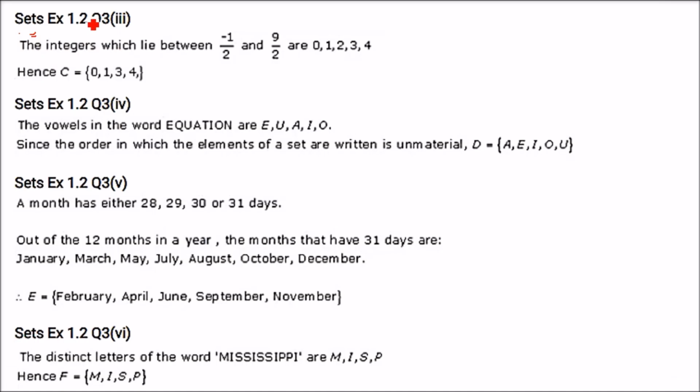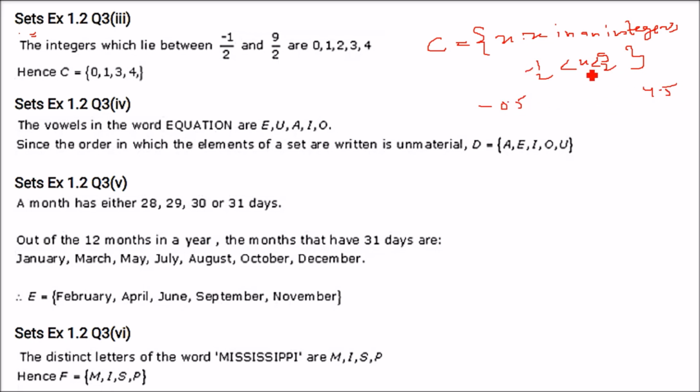Next is question number 3. The third part. The question here is C is equal to X such that X is an integer and X is between minus half and 9 by 2. That means minus half is what? Minus 0.5. And what is 9 by 2? It is 4.5. So we have to find an integer between them.